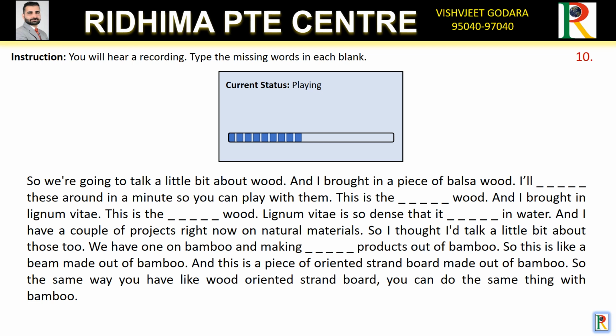And I have a couple of projects right now on natural materials, so I thought I'd talk a little bit about those too. We have one on bamboo and making structural products out of bamboo. So this is like a beam made out of bamboo, and this is a piece of oriented strand board made out of bamboo. The same way you have wood-oriented strand board, you can do the same thing with bamboo.